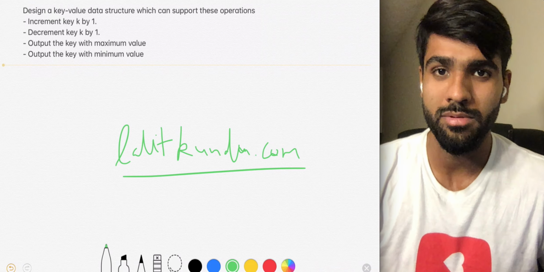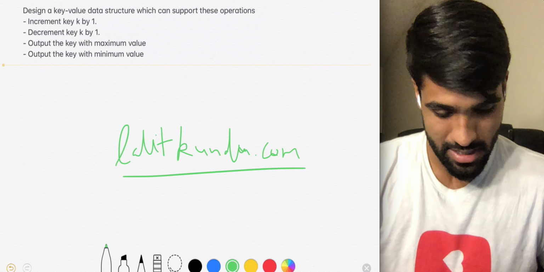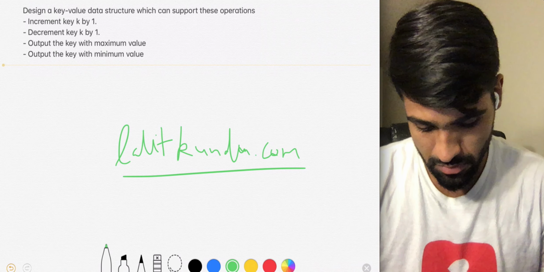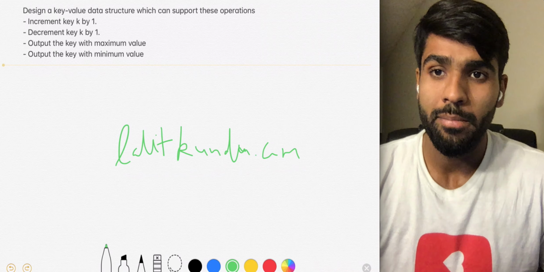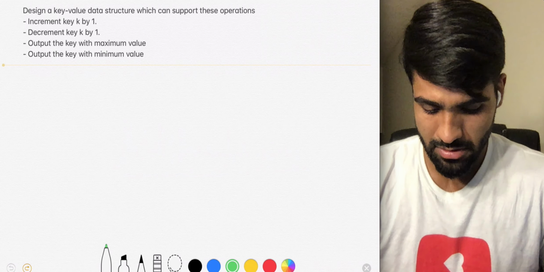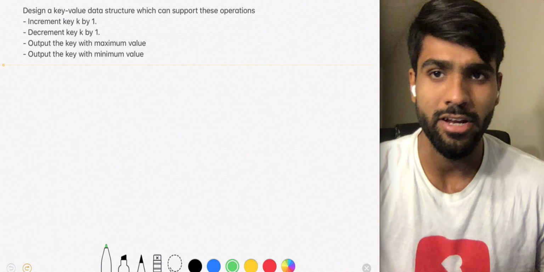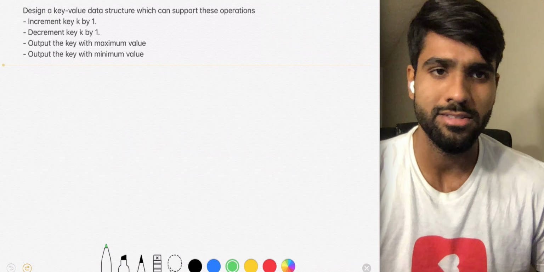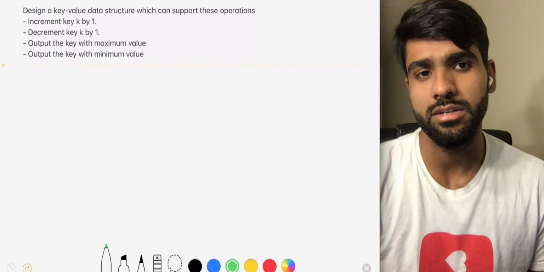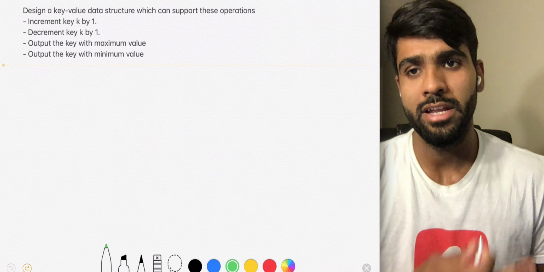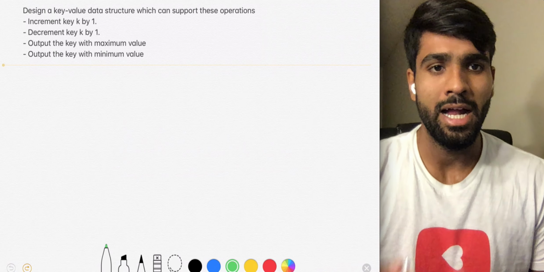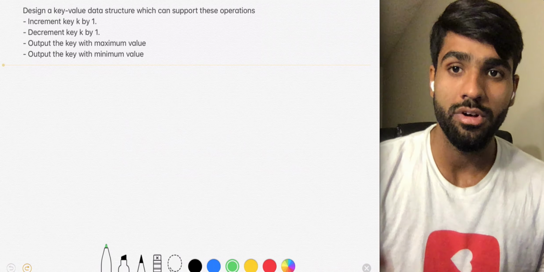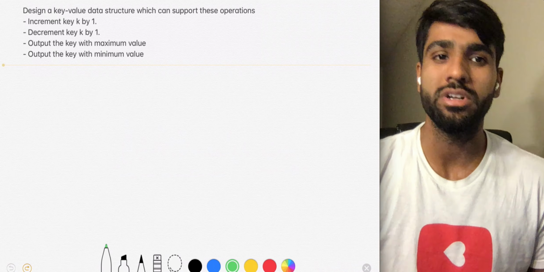So let's jump into the problem for this time. Let me iterate through what this problem is about. Basically, you are going to design a key value data structure, a map-like data structure, which can support these operations. For the initial version, you have to increment a key by value 1, decrement a key by 1, and then output the key with the maximum value. Let's try this version first because the other one is slightly more complicated. This is what I would typically start an interview with.